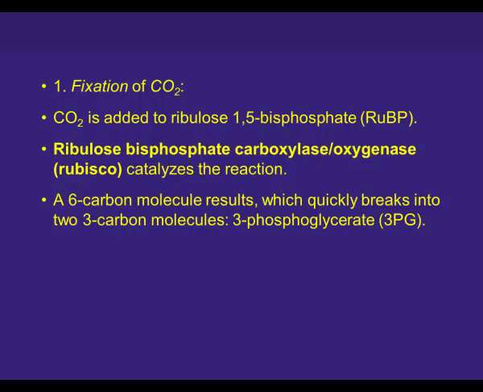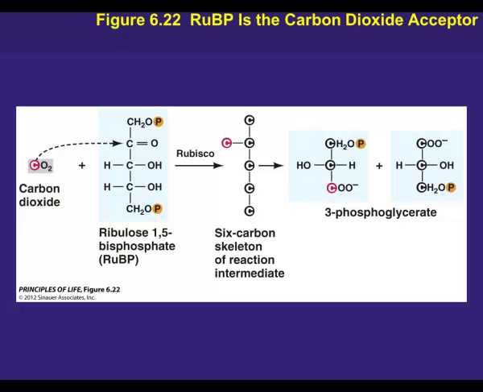The first steps involve the fixation of carbon dioxide. What happens in this step is that gaseous CO2 is added to ribulose bisphosphate. And there is an enzyme that catalyzes this reaction called ribulose bisphosphate carboxylase oxygenase, or Rubisco. This fixation of carbon dioxide forms a 6-carbon molecule, which is quickly broken into 2 3-carbon molecules, which are called 3-phosphoglycerate. This slide is showing the process of carbon fixation and the generation of those 2 3-carbon compounds that we just discussed.